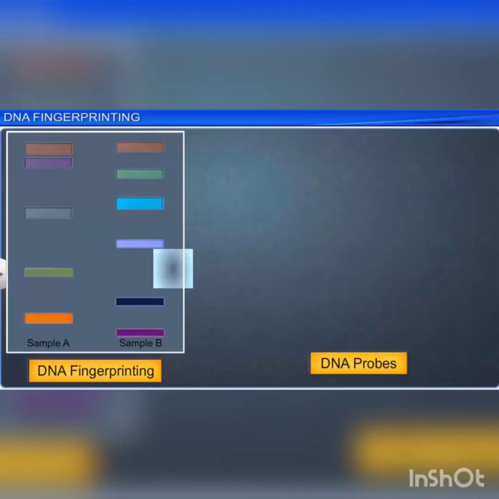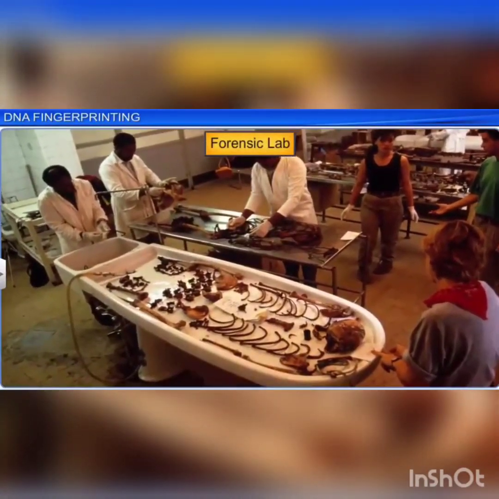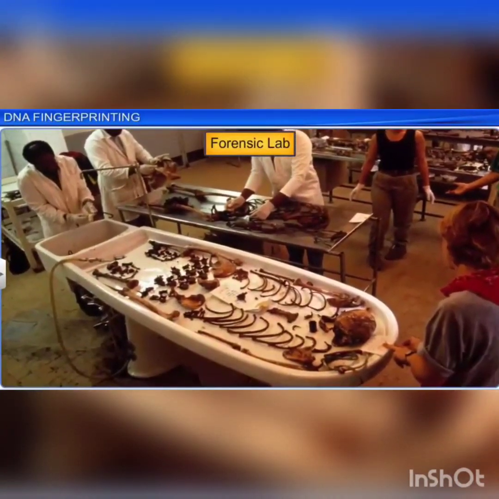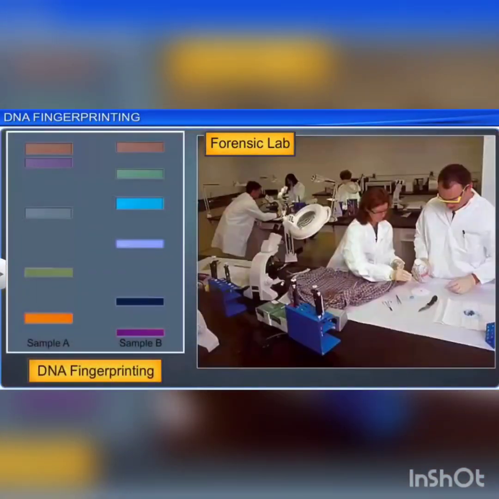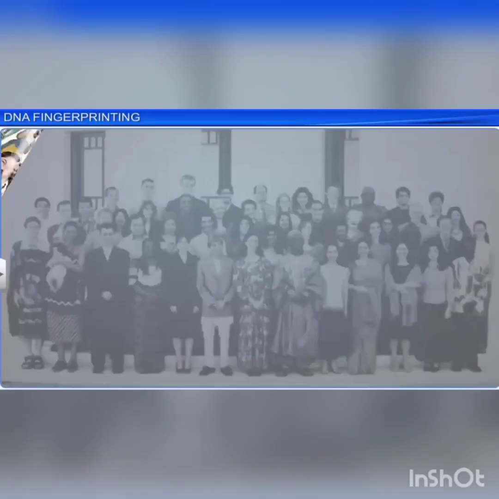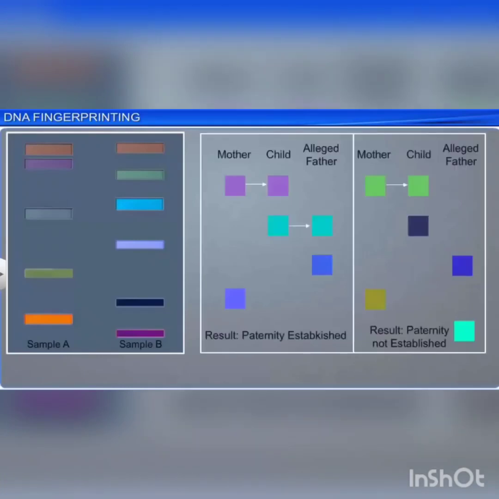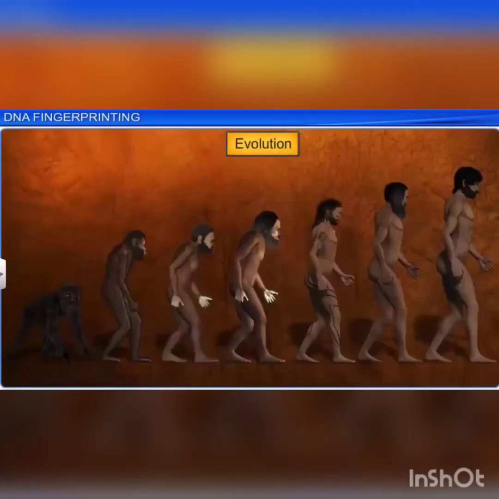DNA fingerprinting is used in many areas. It utilizes DNA as an identification tool and helps in forensic applications such as crime investigation. It also helps determine genetic and population diversity, forms the basis of paternity testing in case of parentage disputes, and also helps in the study of evolution and speciation.